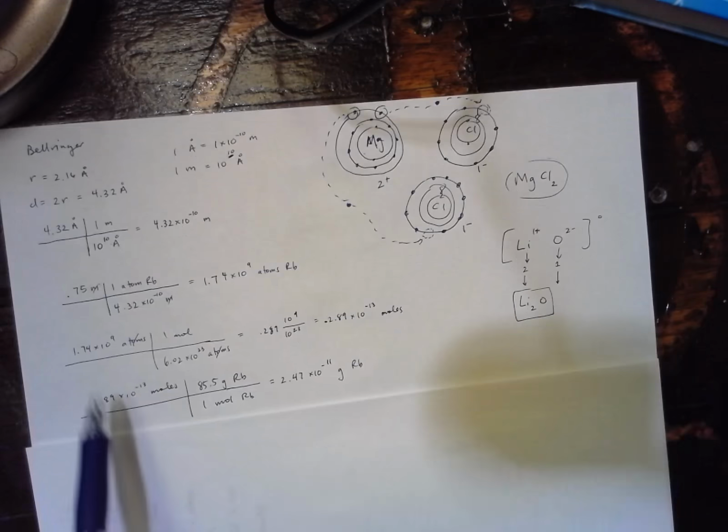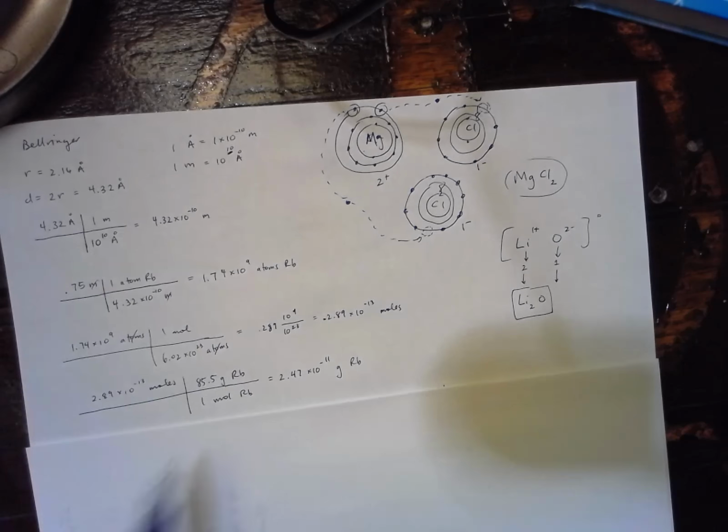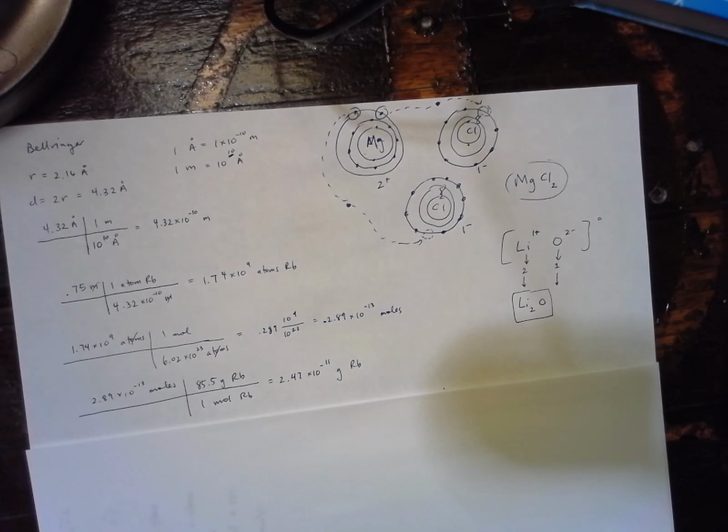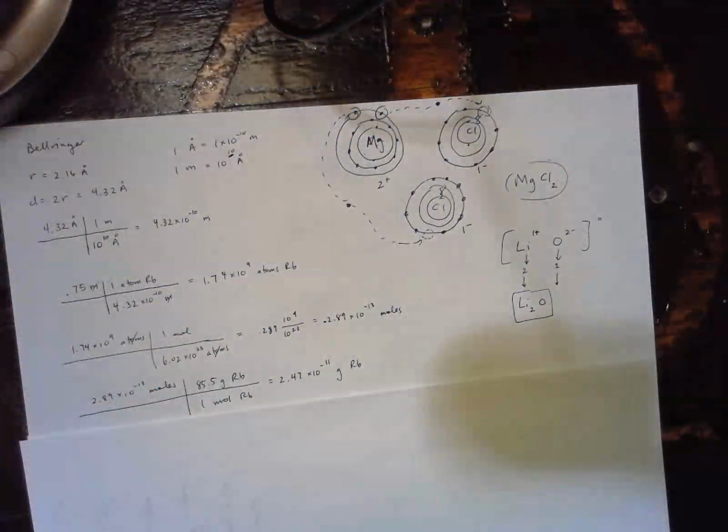We really could have done it all in one conversion, but we're breaking it down into steps. So 2.89 times 10 to the negative 13th moles. Each mole is 85.5 grams of rubidium. We looked that up on our periodic table. And we get 2.47 times 10 to the negative 11th grams of rubidium. So that's how many grams of rubidium we need to make a chain 0.75 meters long that's 1 atom thick.